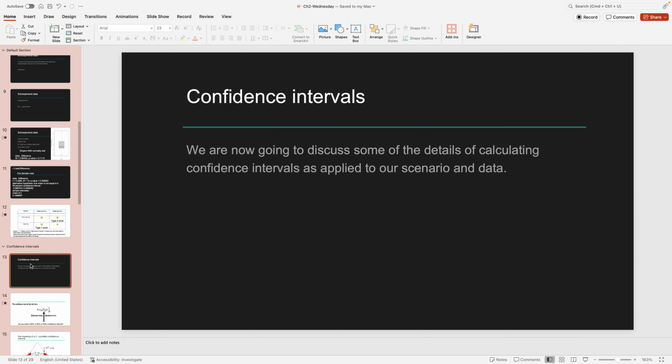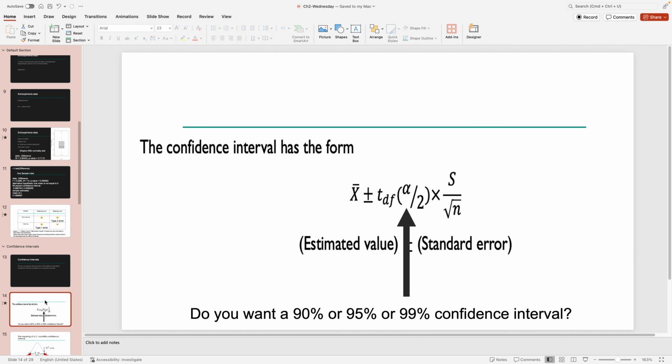Okay, now one other piece of output that was produced was something called the confidence interval. Okay, and I want to go through a few details of it. So how do we calculate our confidence interval? Well, we take our estimated value and add or subtract the standard error. Okay, so one thing that you have to be thoughtful of is, how much confidence do you want?